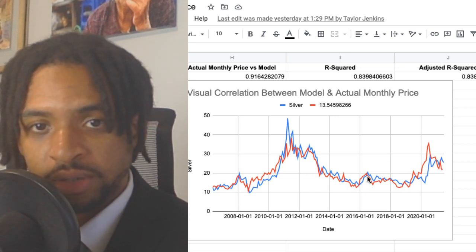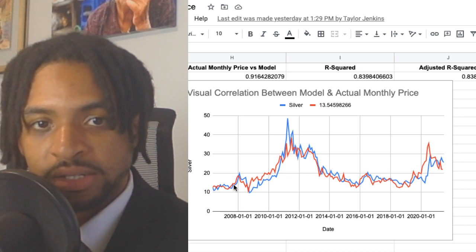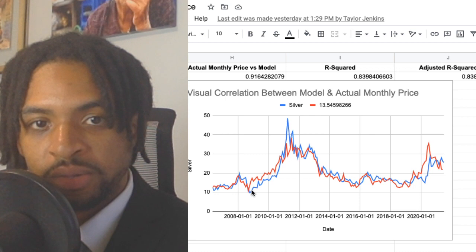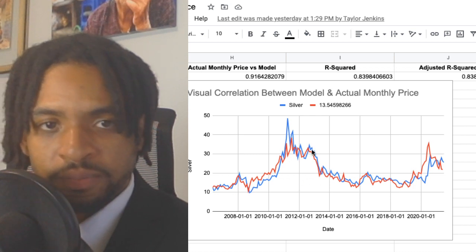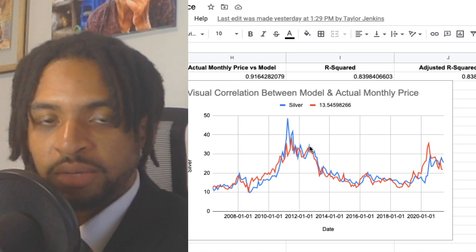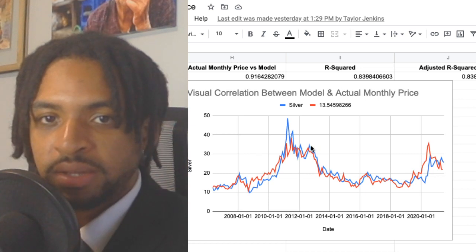But remember, it also is a little bit ahead of the actual price. As you can see here, it peaks right before the blue line peaks. It drops before the blue line drops. So there's a little bit of a lag here, which helps with the forecasting.